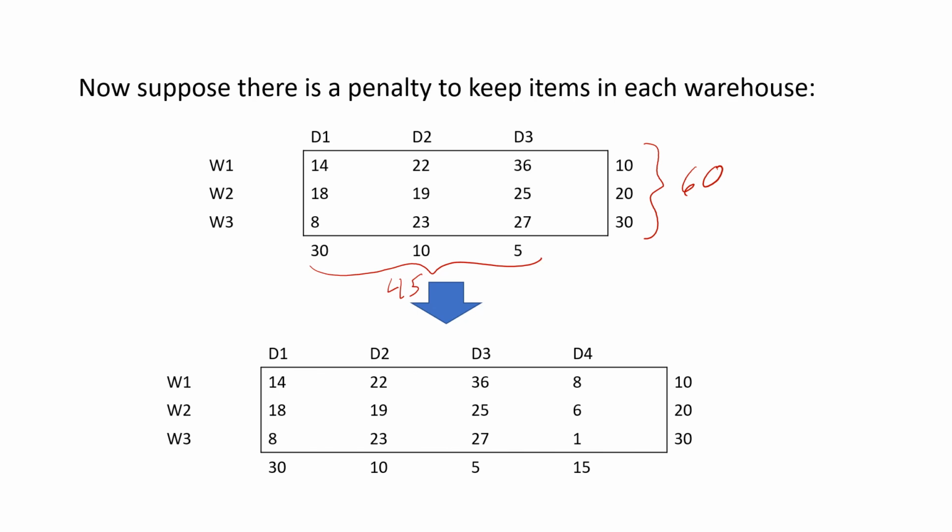So keeping something in warehouse 1 is going to cost you $8. Keeping something in warehouse 2 is going to cost you $6. Keeping something in warehouse 3 is going to cost $1. You can add in those penalties in that column. Previously, we set it all to 0, which meant that there was no penalty, but some things are going to have to stay in warehouses. This is incorporating the penalty. And then you solve it as you do a normal transportation problem.